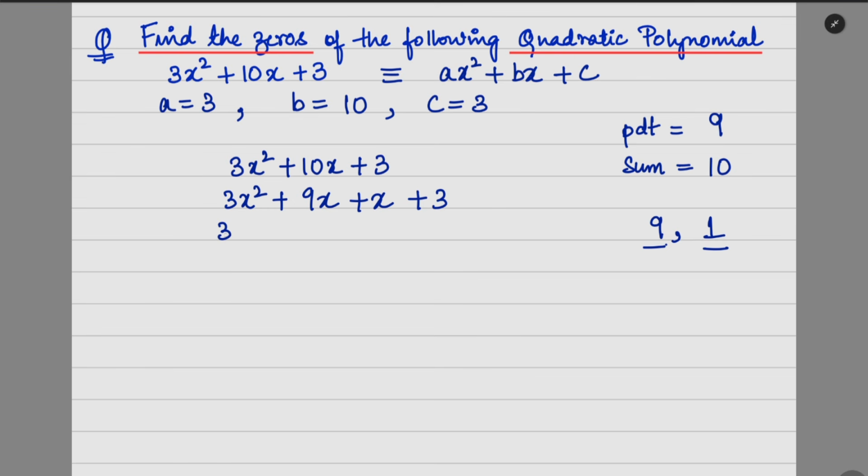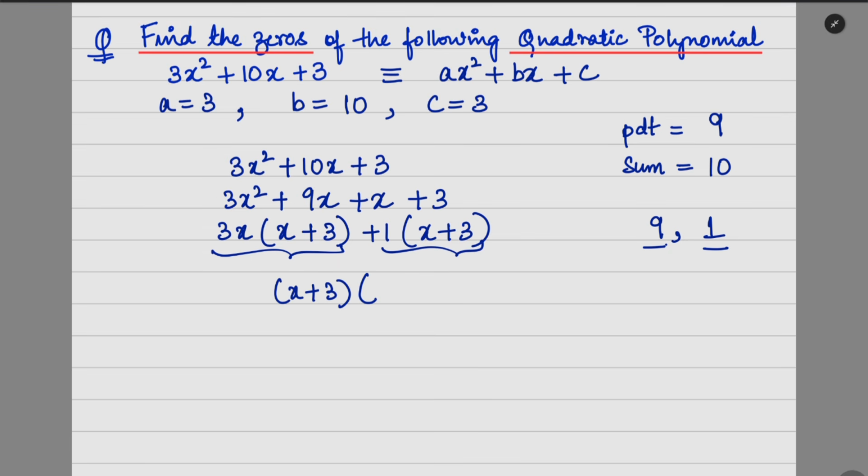Okay, I'm going to take 3x common here, which will leave me, so inside you'll have x plus 3. Yeah, plus 1 common, x plus 3. Again, from these two terms, I will take x plus 3 common, and then the leftover is 3x plus 1. Okay, now we have done the factorization. So these are the two factors. These are called factors.